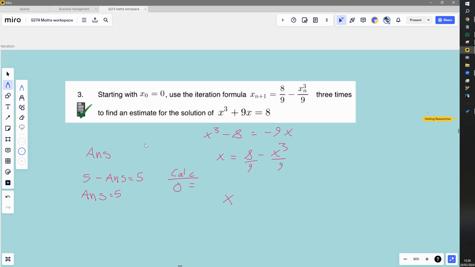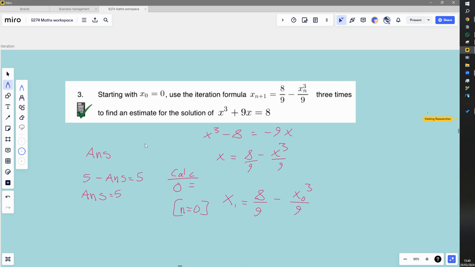So if x0 is 1, well, xn plus 1 is this. Well, that would be x1. If we're saying 0, let's write it out. I'm just going to put n as 0 for a start. Okay, and then rewrite all this. So 0 plus 1 is 1, and then 8 over 9 minus x0 cubed over 9. So this is what the n and the n plus 1 is.